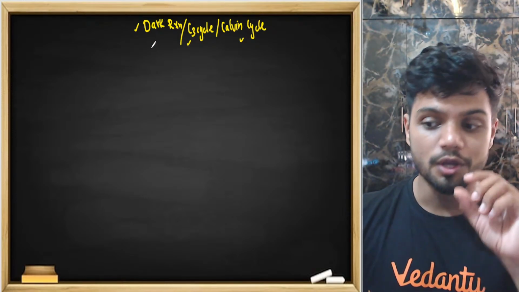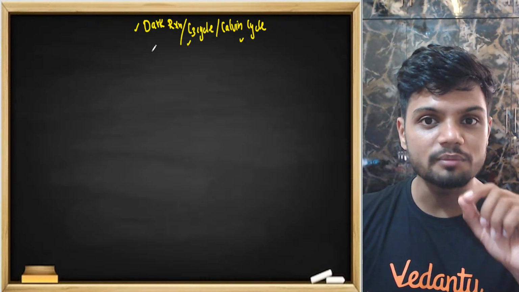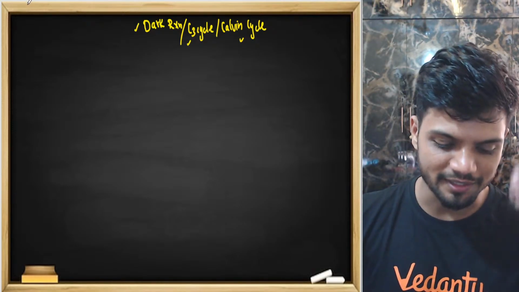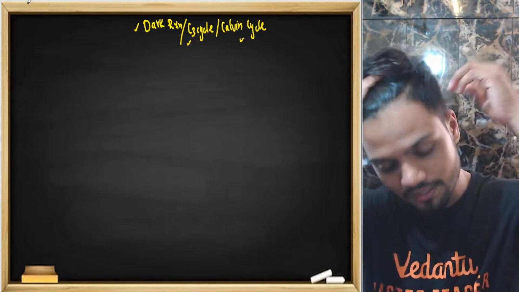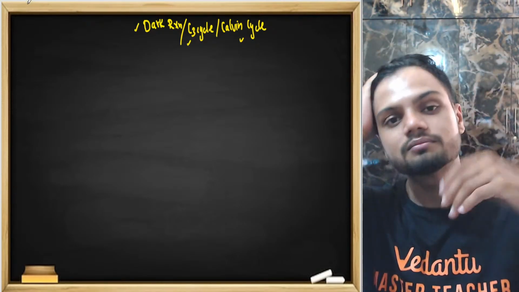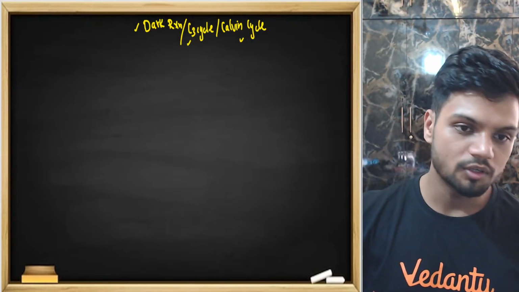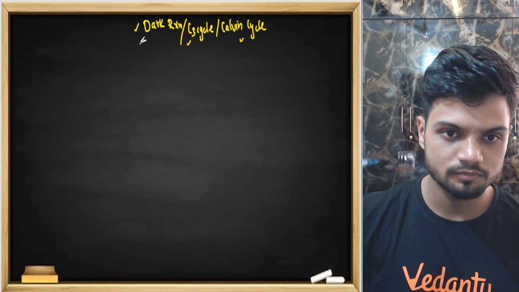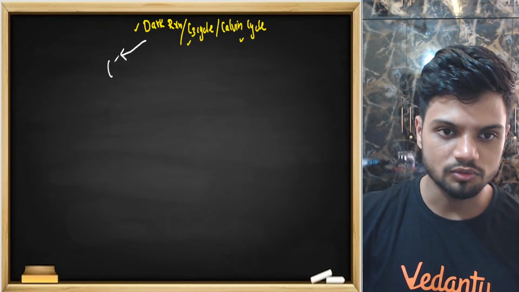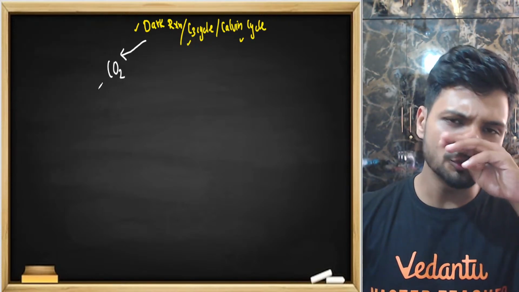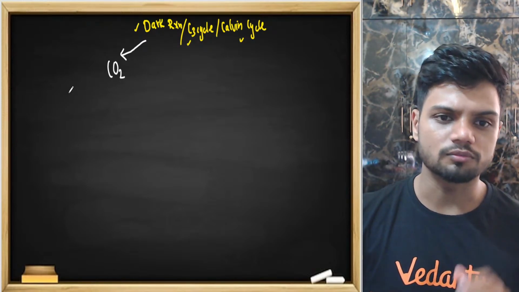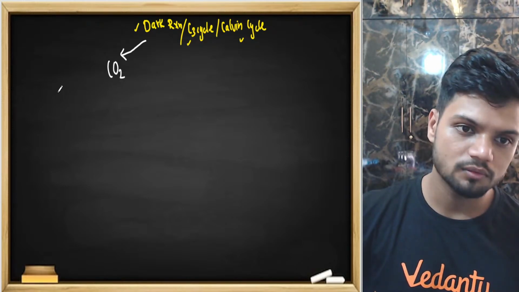I want everyone to give 110% attention now. First of all, let's take a simple CO2 entering the cell. Now we have CO2 entering. This CO2 will be taken up by a 5 carbon molecule called RuBP.